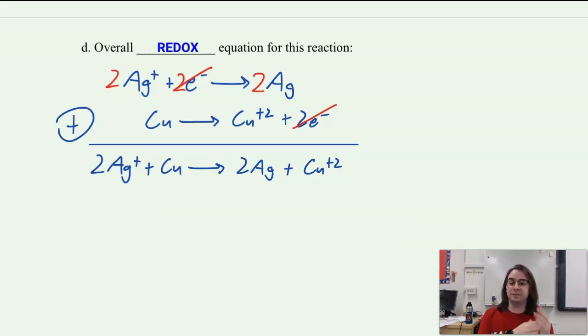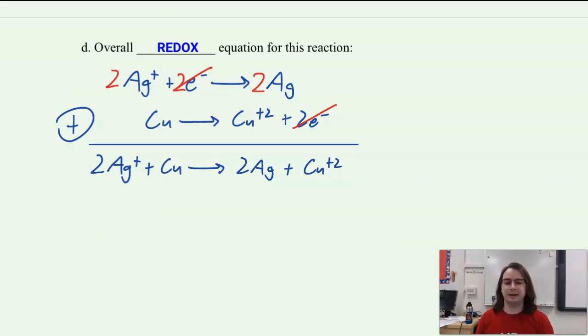Our silver metal is increasing, because of course it is, it's a product, and our copper metal is decreasing, which makes a lot of sense. It's a reactant. So the reactant is being used up, the products are being formed. And again, the electrons lost from copper are the electrons gained from silver. These processes of gaining electrons and losing electrons are what are referred to as oxidation and reduction. Those are the vocab terms that we use when we're talking about electrochemistry.